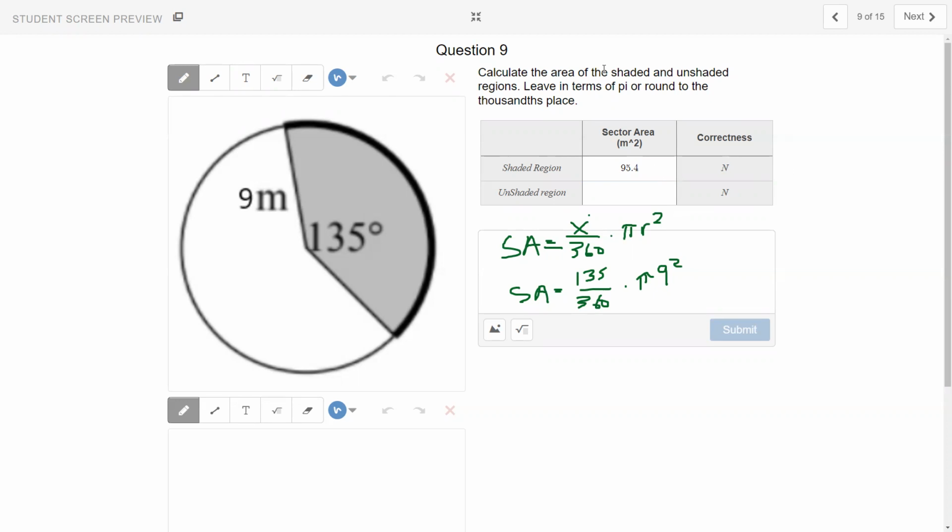If I did it right. Round to the thousands place, 3 decimals. Okay. So that should be 426.